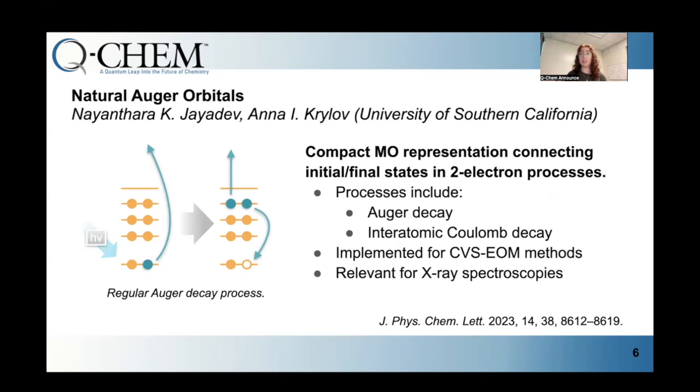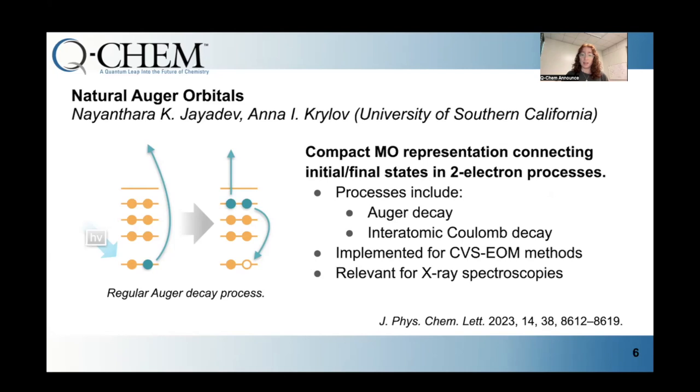And this sort of process is seen in things like, for example, X-ray spectroscopy. You can see that in this diagram here on the left, which shows a regular Auger decay, but there's other types as well. So specifically for this approach, because we've got a couple of different things that handle Auger spectroscopy in the 6.2 release, this natural Auger orbital feature or approach basically allows a molecular orbital representation of these types of systems.